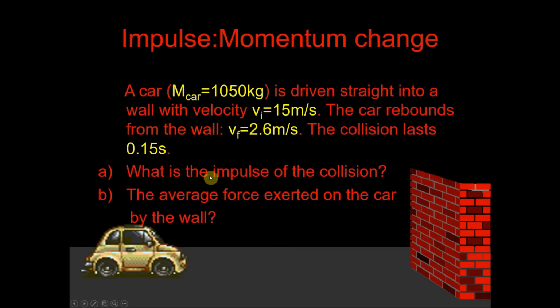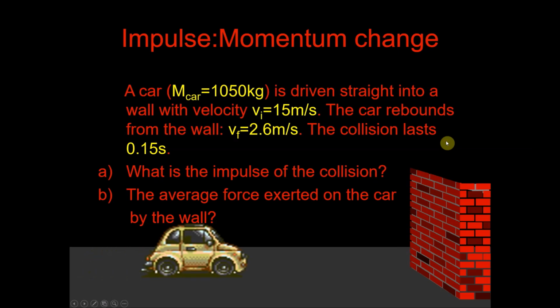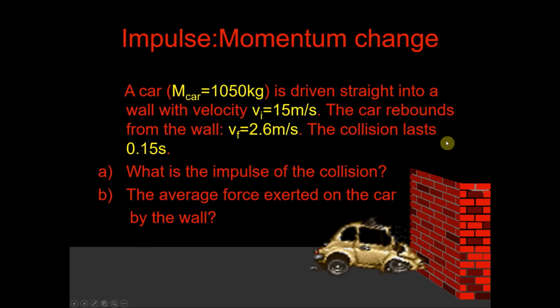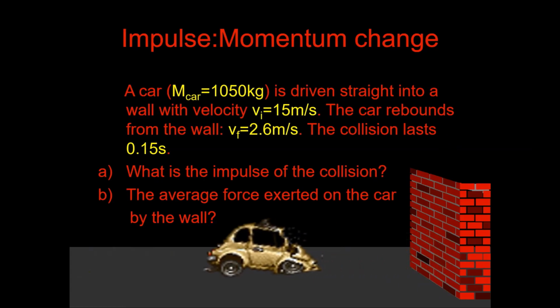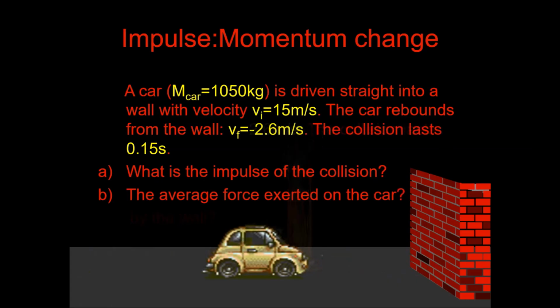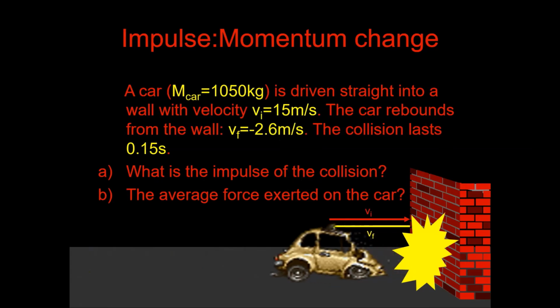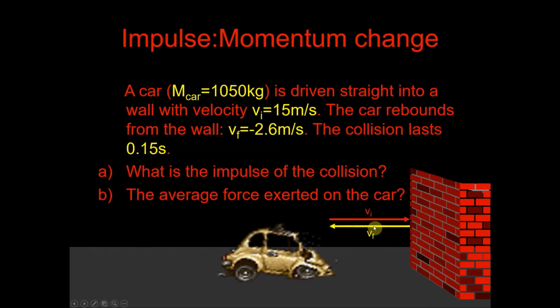We want to know A, what is the impulse of the collision? B, what is the average force exerted on the car during this collision with the wall? So the car is going to come in, feel an impact, and then it's going to slide back, and then probably go up in flames. A little less florid now. It'll come in with an initial velocity, bounce off the wall with some new final velocity.